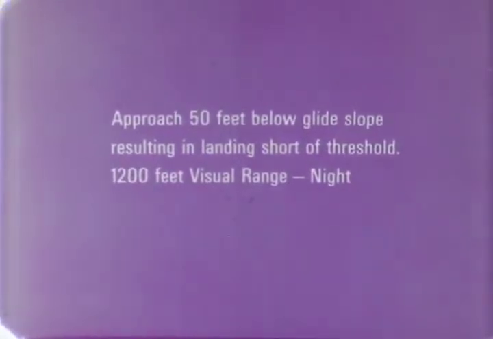Approach 50 feet below glide slope, resulting in a landing short of threshold. 1,200 feet visual range, night. The aircraft is paralleling glide slope, but 50 feet low. Because of this, you will see the approach lights farther out than normal. You will see them well before the 1,000-foot bar. Also notice the KO lighting allows easy identification of your position relative to the 1,000-foot bar by the presence of red and white lights inside of the 1,000-foot bar.